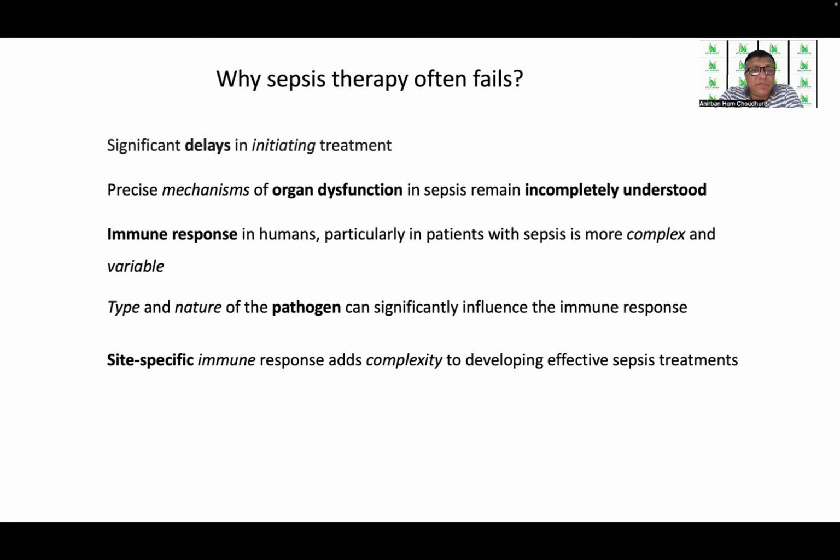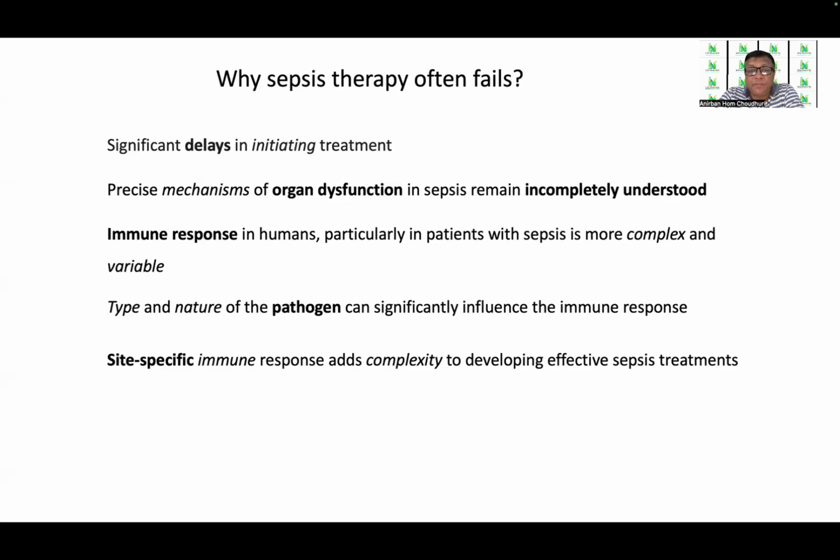The second is that the precise mechanisms of organ dysfunction in sepsis are ill understood. When one organ will develop dysfunction consequent upon sepsis, and what will be its rate of progression, there is considerable variation between individuals, and it is very often difficult to understand or to predict the rate at which the dysfunction will progress.